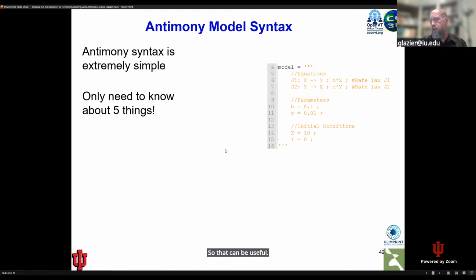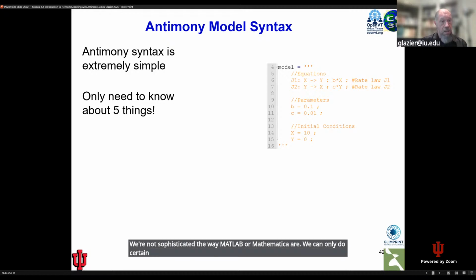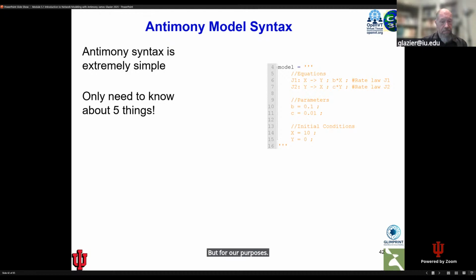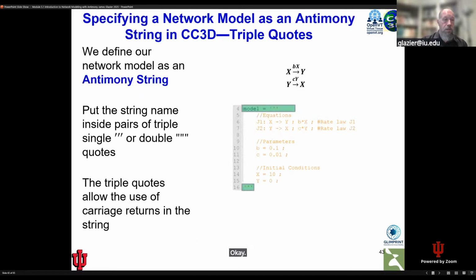I'm now going to go over antimony syntax. The nice thing about antimony compared to MATLAB or Mathematica or other systems is that it's extremely simple. The downside is also it's extremely simple. We're not sophisticated the way MATLAB or Mathematica are. We can only do certain limited things. But for our purposes, it's enough.